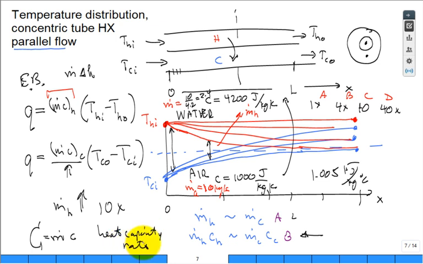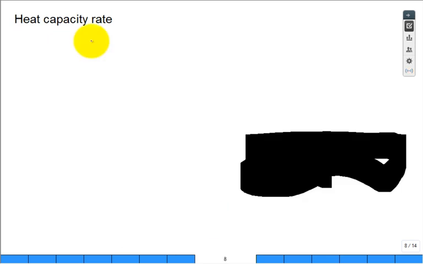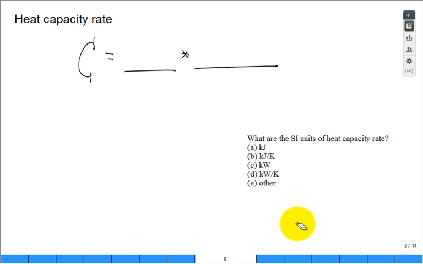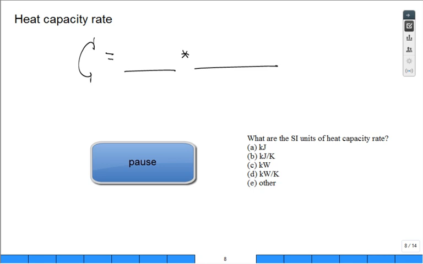And so you'll see, oh, the heat capacity rate of the cold fluid. Oh, the heat capacity rate of the hot fluid. Capital C is the heat capacity rate. Okay, so the heat capacity rate was defined as something. Oh, man, he just told me it was on the previous slide, but I forgot. Now he needs to answer this question. What is the SI units for the heat capacity rate? Is it kilojoules, kilojoules per Kelvin, kilowatts, kilowatts per Kelvin, or some other units? SI. We'll give you enough time for you to individually work this one out.